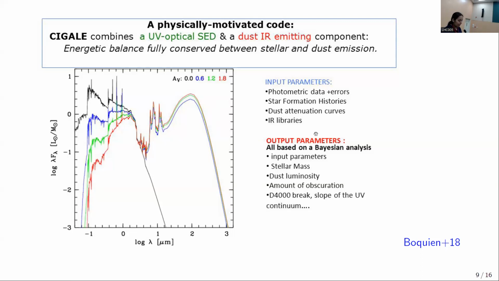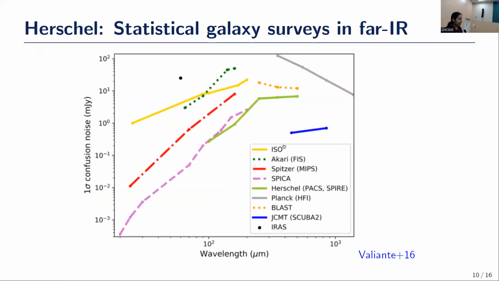But now what has happened is we have observations in the far IR. So how do you go back? Because you have observations in the far IR, you are able to put a constraint on the total dust emission. So that has improved the estimation. Now you can estimate dust attenuation parameters in the fitting.